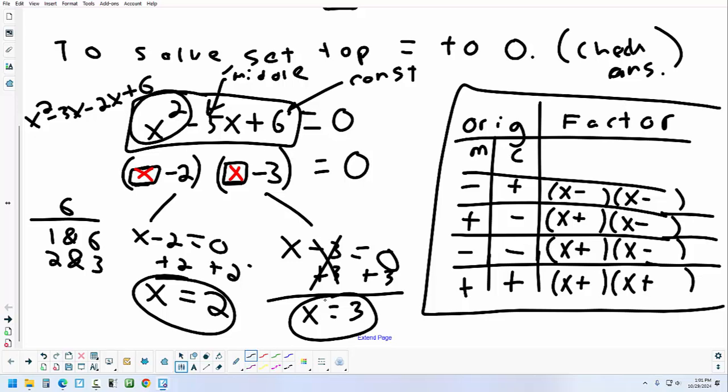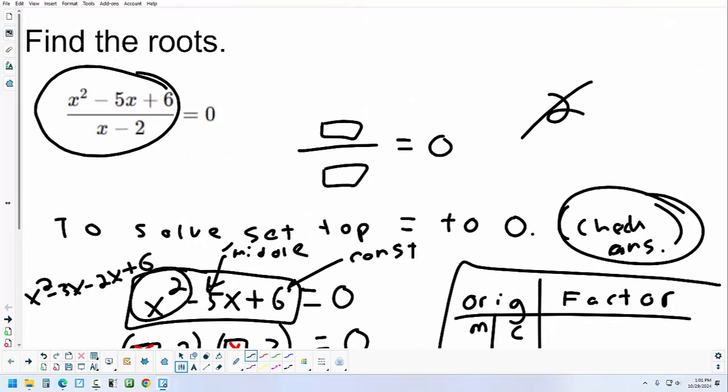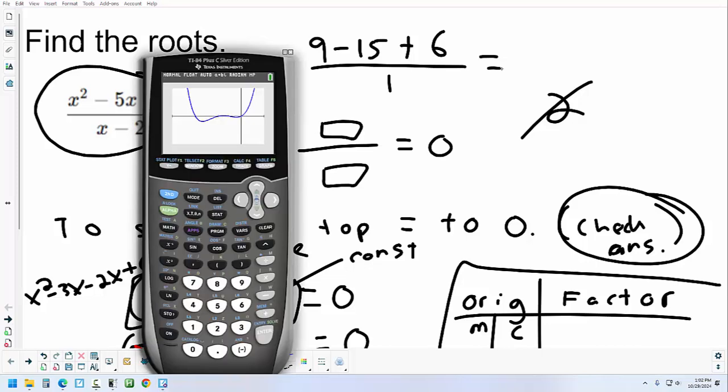And the last thing I said to do was check it. Make sure that you can plug it back in. Let's plug in 3 and see what happens. What's 3 to the second power? 9. What's 5 times 3? 15. And then plus 6. And then in the bottom, 3 minus 2 is 1. Let's see what that comes out to. If we take 9 minus 15 and add 6. Okay, so now we're checking to see if it works. I get 0 in the top.